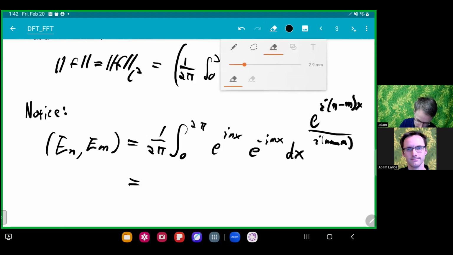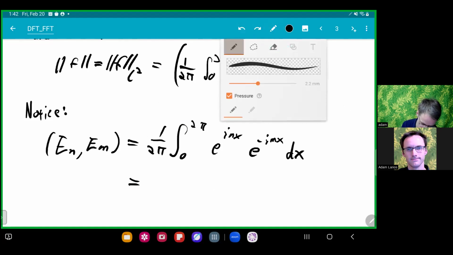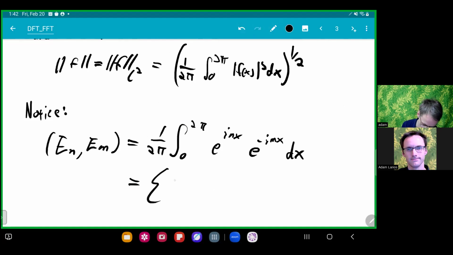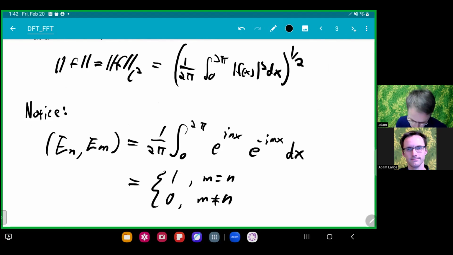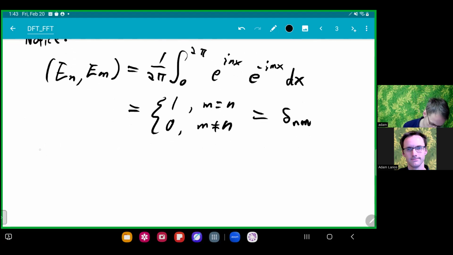So let's just go back there a little bit. That means that this inner product is either 1 if m is equal to n, or 0 if m is not equal to n. Great. This is sometimes called the Kronecker delta function, which is denoted delta sub nm. Okay, now let's have a few more definitions.